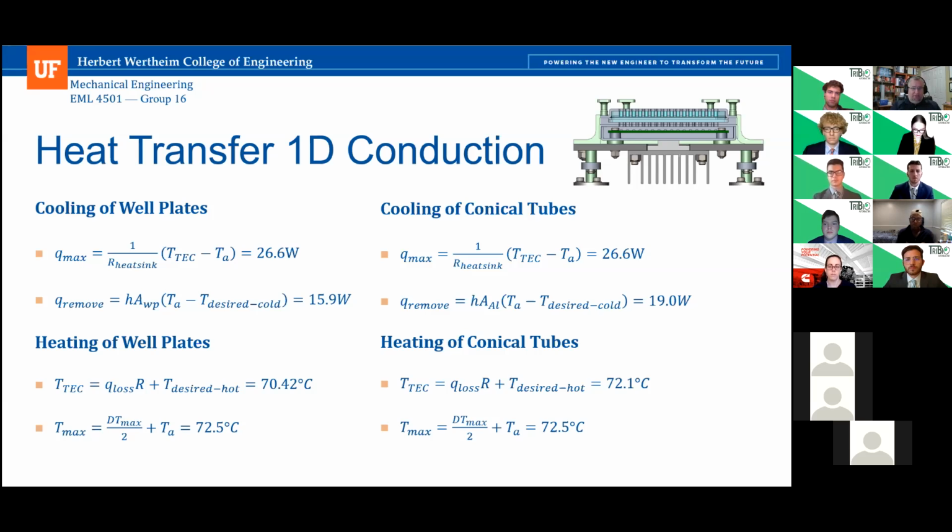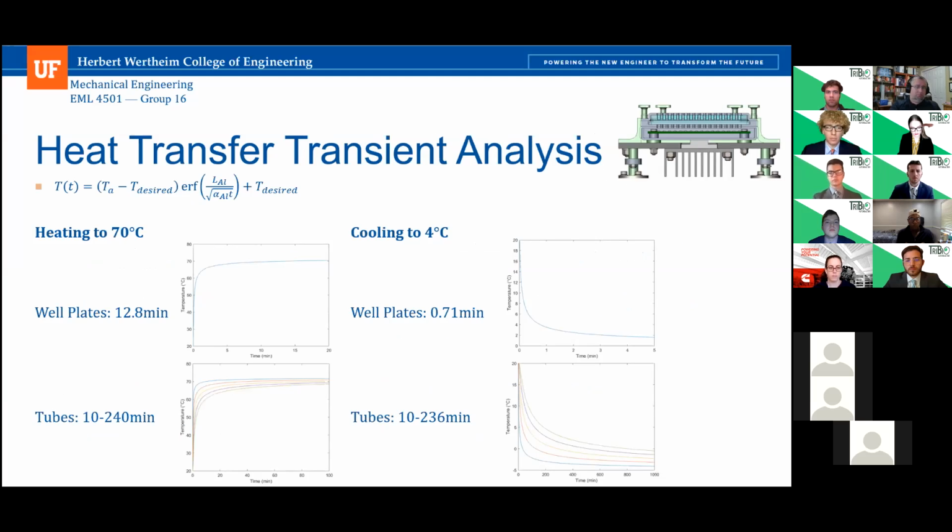Yeah, so in your heat transfer calculations, if you're exposing the cells to an environment that's not healthy for them for more than 15 minutes, that's probably something that needs to be looked at. We meet that requirement, if you go to the previous slide or the following slide, that the well plates heating up to 70 degrees is only 12.8 minutes, and then cooling is also less than a minute. So for well plates, we do meet that criterion.